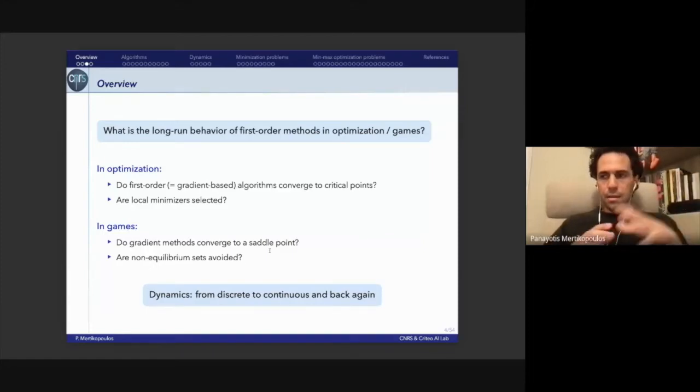And the glue that will hold this whole thing together is, as Ioannis was saying, the theory of dynamical systems and ODEs. And basically, we'll have a trajectory going from discrete time algorithms to continuous time dynamics, and then back again to harvest some properties that we derive along the way from continuous dynamics.